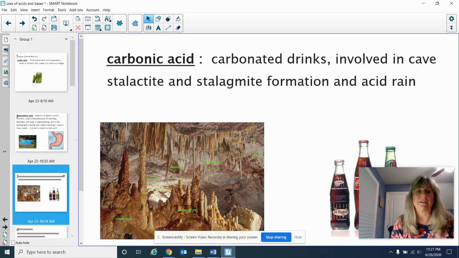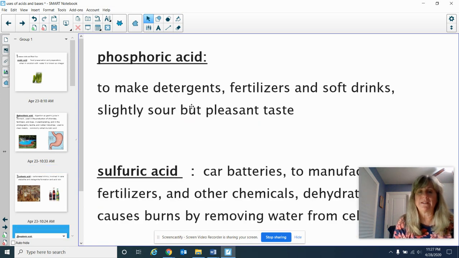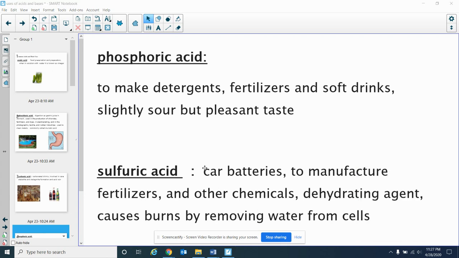And another acid is carbonic acid, and we can find that in caves. The stalagmites and the stalactite formation is from carbonic acid. It's also in carbonated drinks like our Coke and Mountain Dew and whatever kind of carbonated drink you like. Phosphoric acid, that's in detergents and fertilizers, and it is also in soft drinks. It's slightly sour but has a pleasant taste.